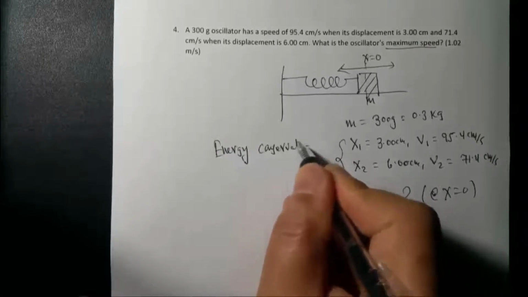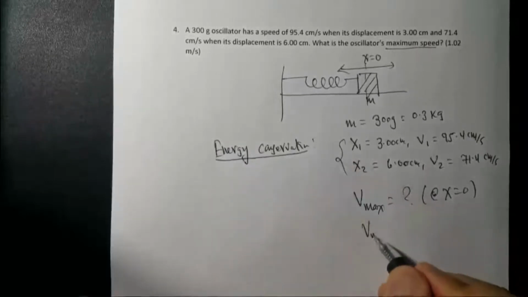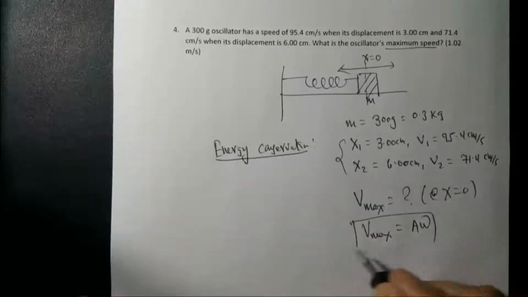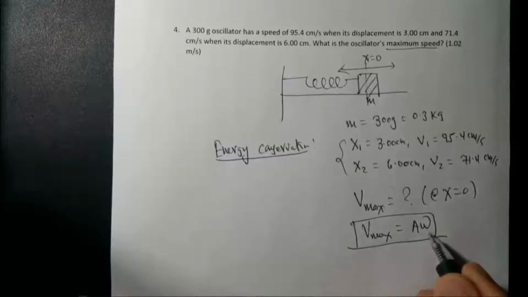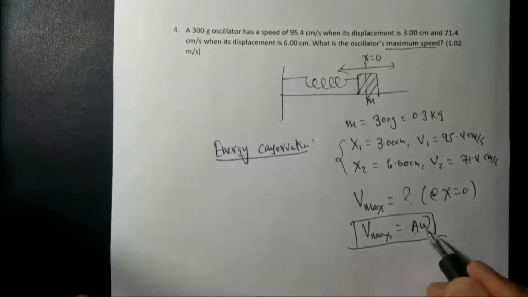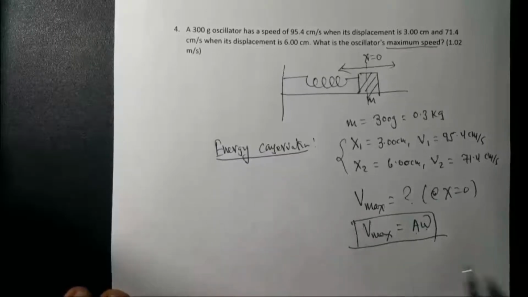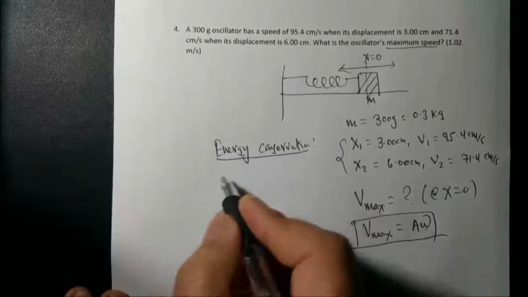First we need omega, because V max is A omega. The magnitude of V max is A omega. You need amplitude and you need omega. So let's first figure out what we can find from energy conservation.